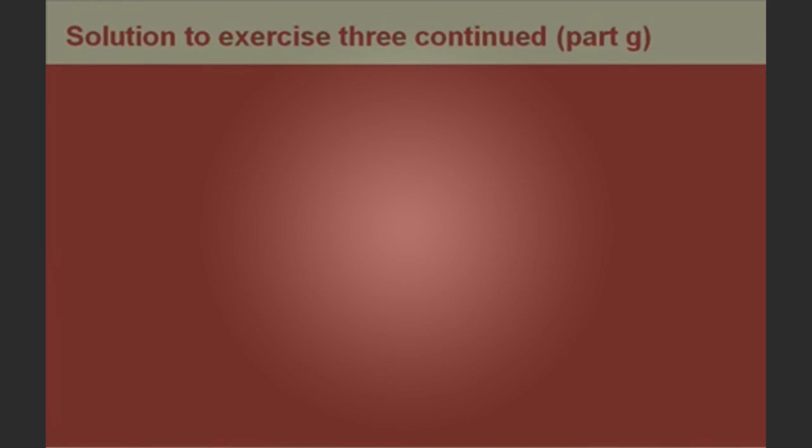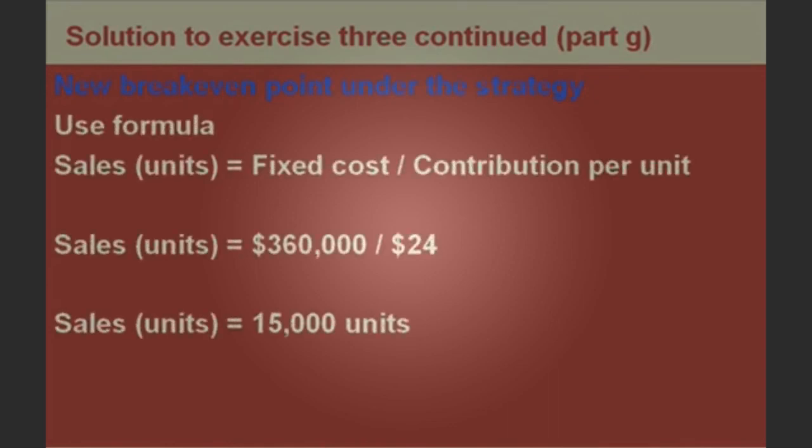What's the new break-even point? You can use the formula or the equation, doesn't matter. For simplicity, I'm using the formula. Sales in units is fixed cost over contribution per unit. Fixed cost is 360,000. The contribution per unit is $24. So sales in units to break even, if you follow the strategy, is 15,000 units.